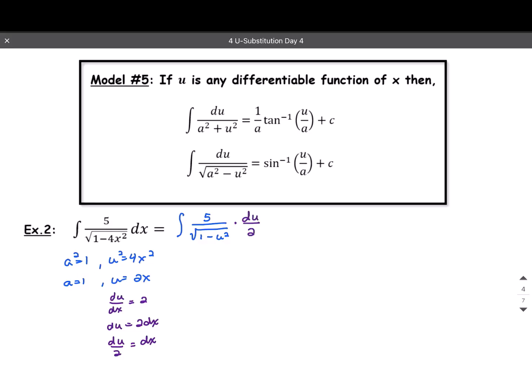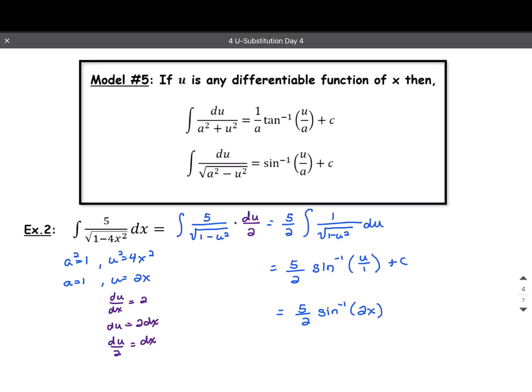Well, I've got a constant now of 5/2 times the integral of 1 over the square root of 1 minus u squared du. So I'm going to keep my 5/2. This is my form for sine inverse. And sine inverse is u over the a, which is 1, plus c. So this is 5/2 sine inverse. And my u, remember, is 2x. I don't need to divide by 1, plus c. And there we are. Okay.